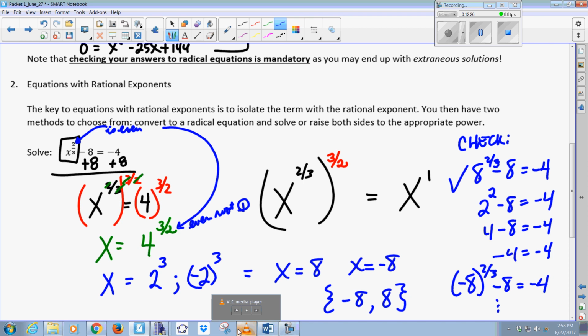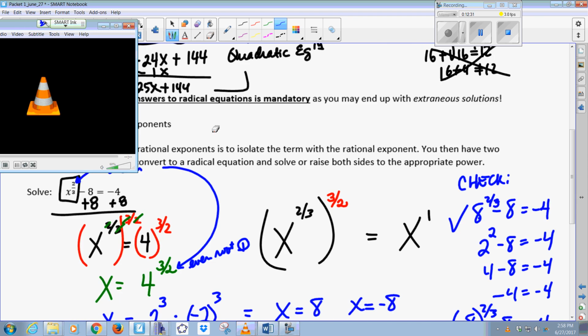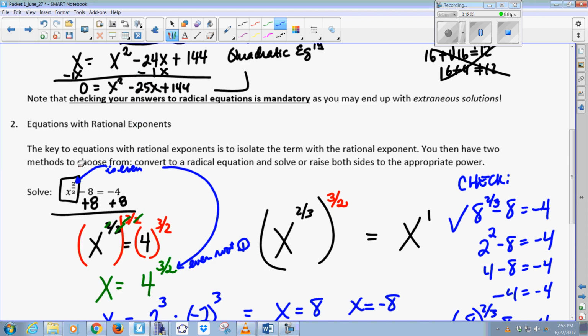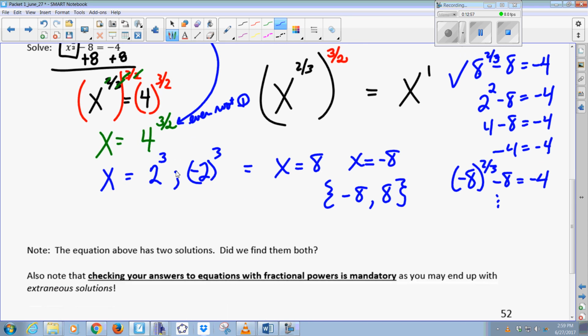Okay. So that's radical equations and equations with rational exponents. Now, if this had said x to the 3/4 instead of 2/3 here, then you wouldn't have to worry about the plus and minus. It's only when in your original equation the numerator is an even power, because then remember that numerator will become the denominator, and so you'll be taking an even root.